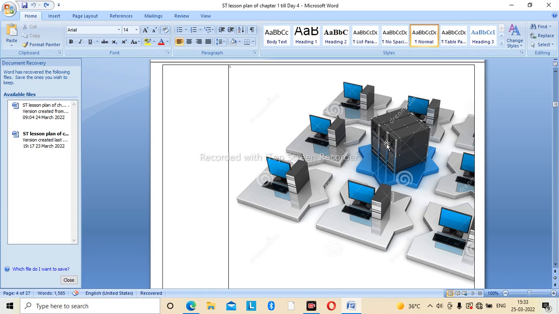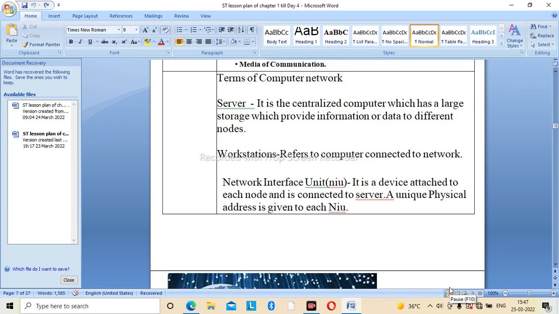And this is the communication device. It could be a router, it could be a switch, hub, modem, anything. So this diagram is to explain what is a sender, what is a receiver, and how to communicate information through a communication media. So now students, I will discuss some terms of computer network. What are the terms of computer network? First one is server, second one is workstation.